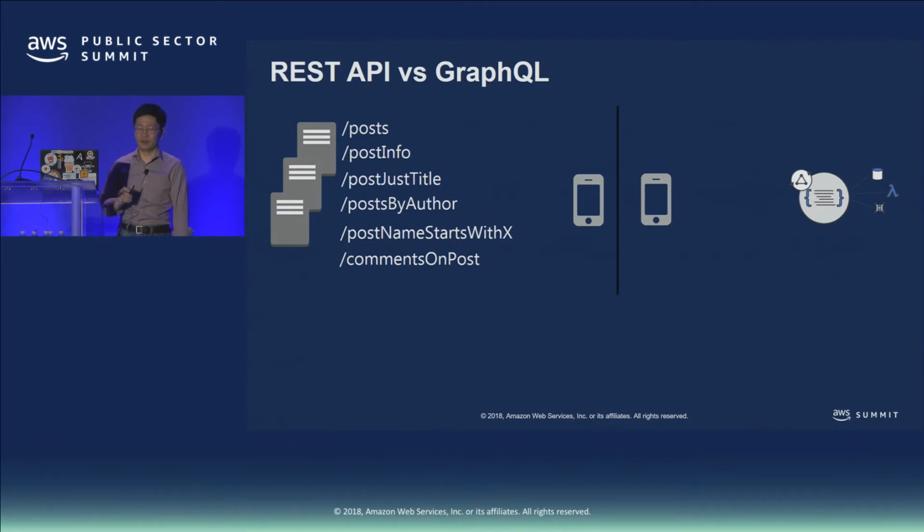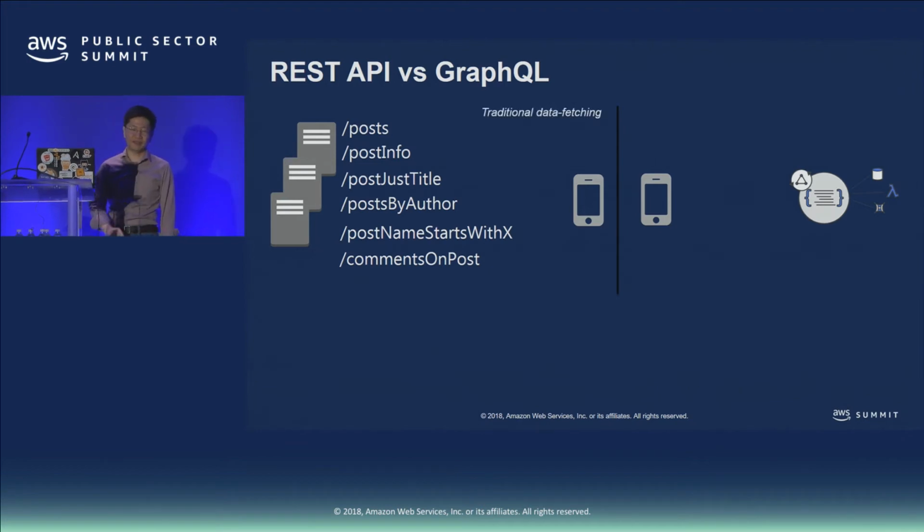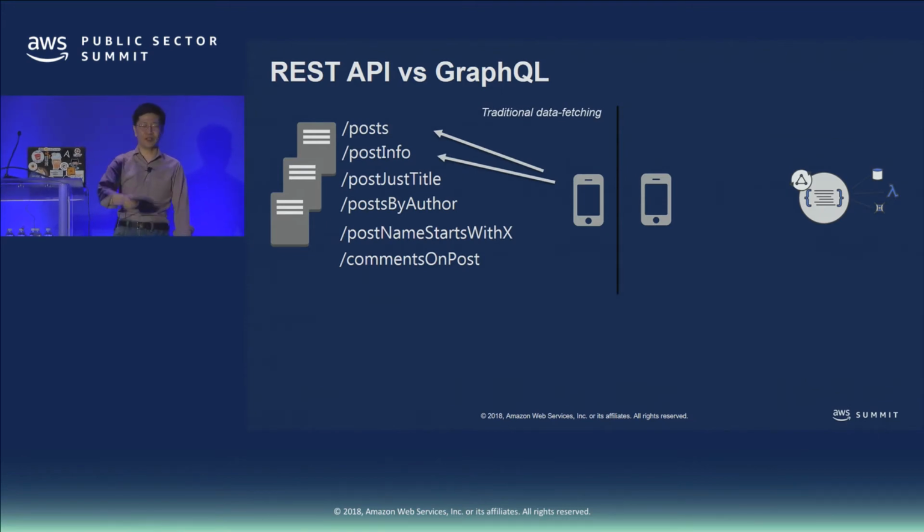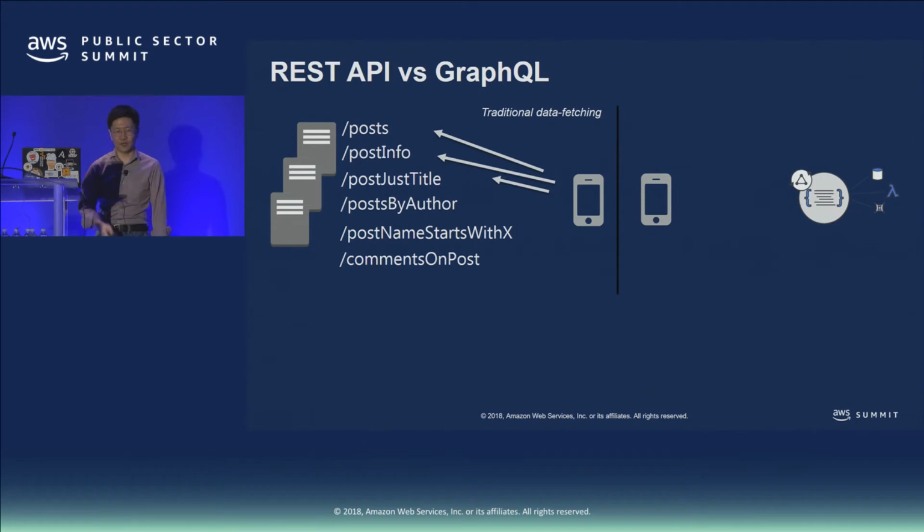You guys are probably already familiar with RESTful APIs. So you have all those endpoints. This example is about a forum. You have all the posts, you have post info, and you have all the comments for those posts, right? So typically you have a backend, and you fetch data, you go to the posts, you get the post data. And what if you want more information? Then you call another endpoint and get a title.